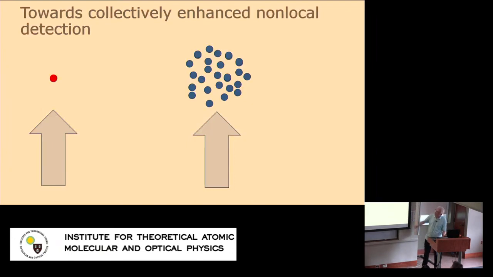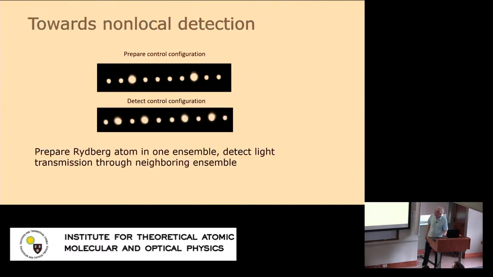Can we basically have a non-local detection where a Rydberg atom outside the cloud but near the cloud can turn on and off the absorption there? And we have been working on this. We have this 1D setup now, a detect-control configuration.